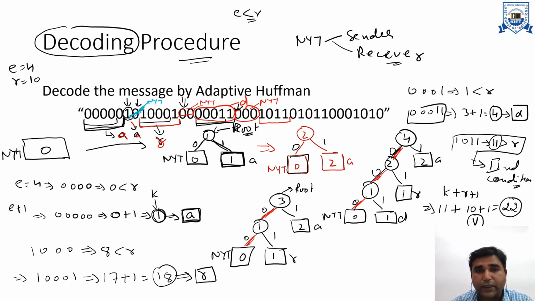Okay, so for these four bits, 1011, we have the alphabet B. Okay, now what we have to do? We have to update our tree. So I am updating the tree in the next slide.